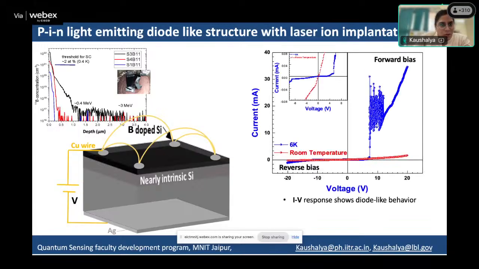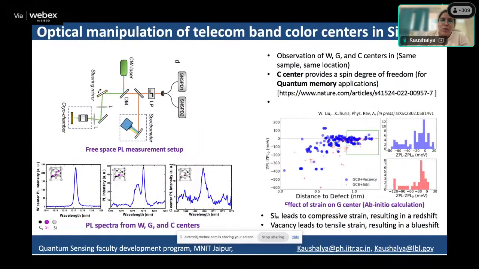Why? Because when we are doing this kind of processing, we are also implanting hydrogen and carbon, which lead to the formation of these color centers. So you not only have this PIN diode, but also these color centers embedded into your diode. Now you can bias this device and look into the quantum emitters that you have just formed.